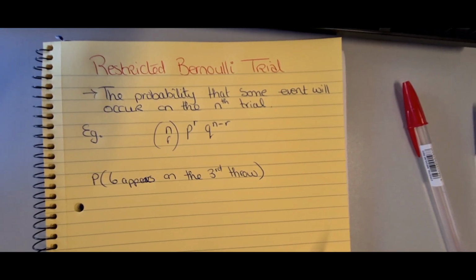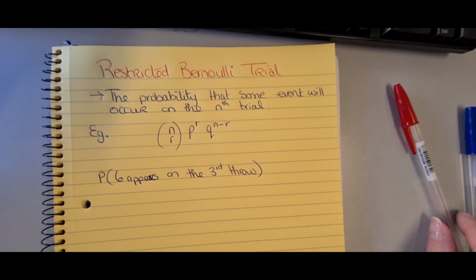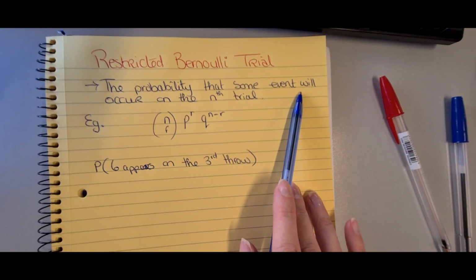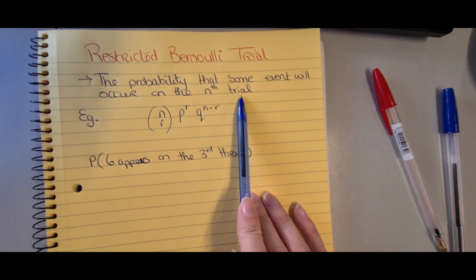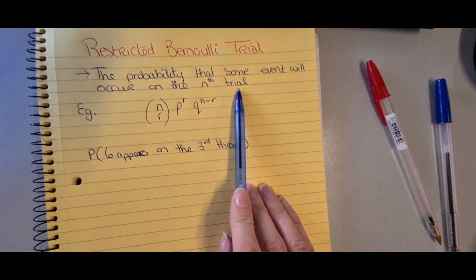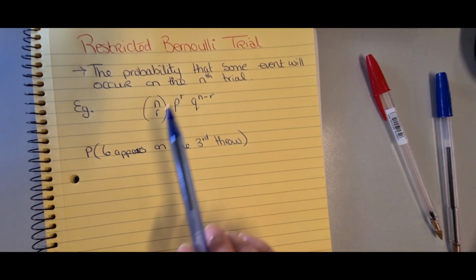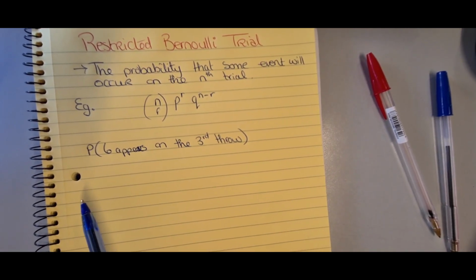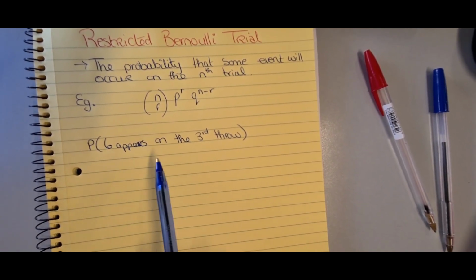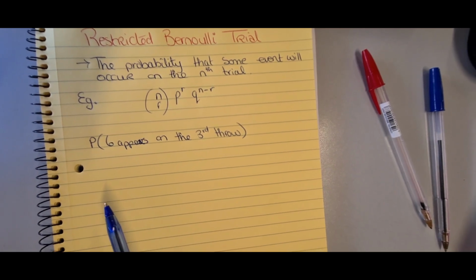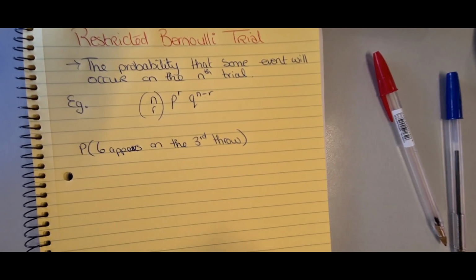Okay, so we are now looking at restricted Bernoulli trials. This is the probability that some event will occur on the nth trial. Remember the 4 properties of Bernoulli trials. You have to have n number of trials. They each have to be independent of each other. You have to have 2 outcomes, success and failure, and the probability of success would have to be the same for each trial. That makes it a Bernoulli.